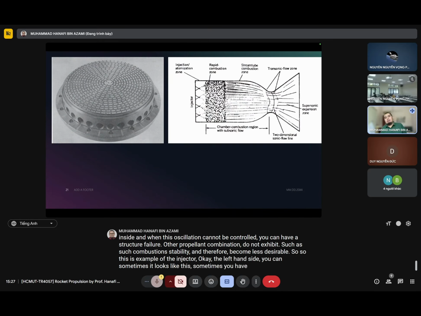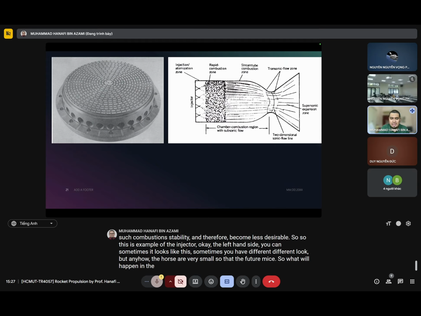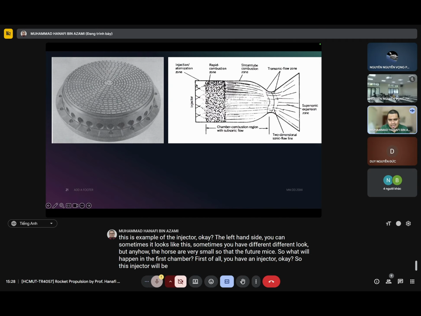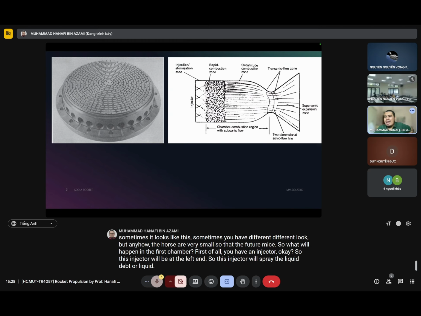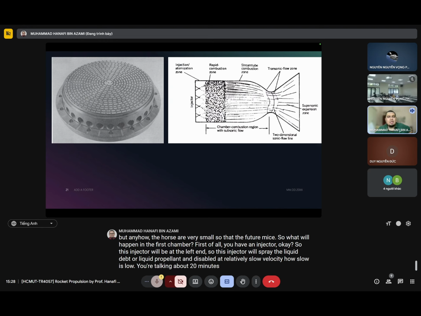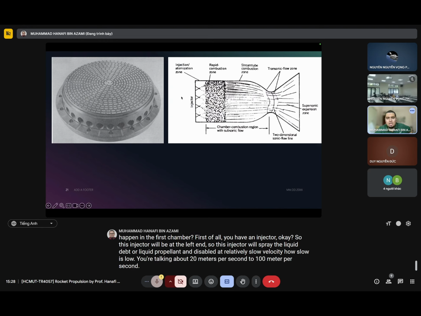So what will happen in the thrust chamber? First of all, you have an injector. This injector will be at the left end. It will spray the liquid jet or liquid propellant into the chamber at a relatively slow velocity. How slow is slow? You are talking about 20 meters per second to 100 meters per second during the injection.